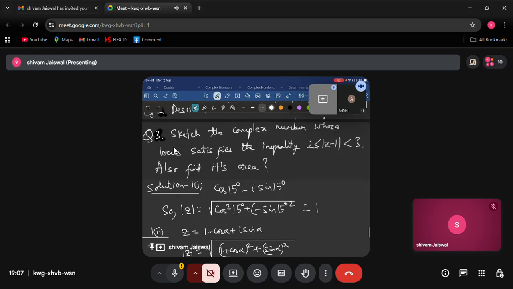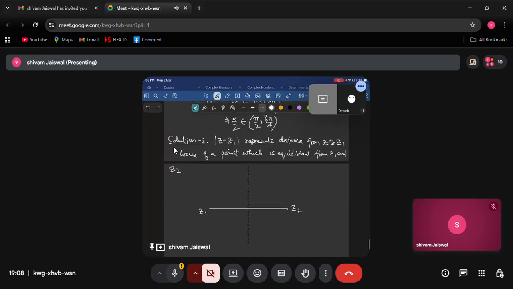Solve number 3 quickly. Sketch the complex number locus which satisfies the inequality. So you need to understand what mod of z minus 1 less than 3 signifies and what mod of z minus 1 greater than 2 signifies. Sir, can you show the solution of number 2 once? Okay. Yes, thank you, sir.